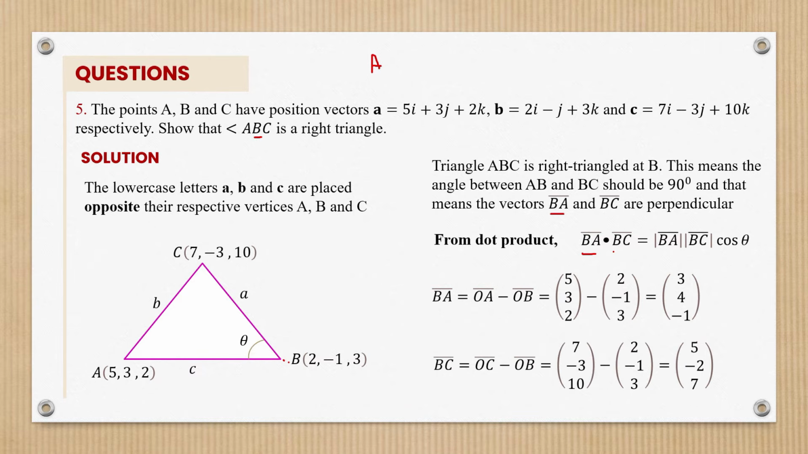So let's also find BC. BC can be found from OC minus OB. Now we know what OC is. OC is going to be 7, negative 3, 10. And then OB is going to be equal to 2, negative 1, 3. And that shall give us 5, negative 2, 7.